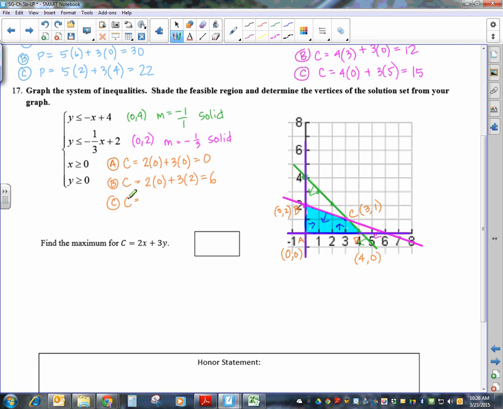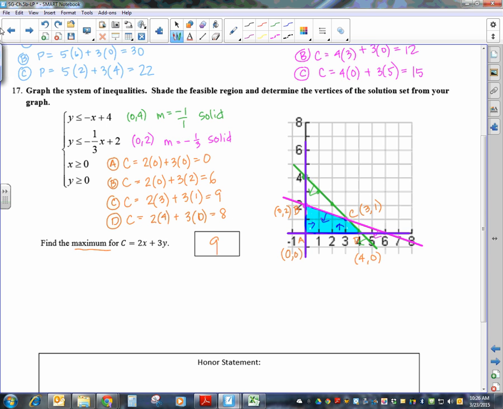Point C is 2 times 3 plus 3 times 1. 6 plus 3 is 9. And D, our cost is 2 times 4 plus 3 times 0, and that's 8. So my maximum cost is going to be at the point (3, 1), which gives me an answer of 9.